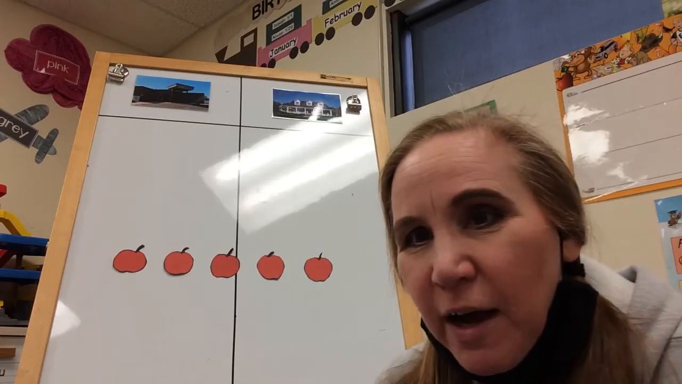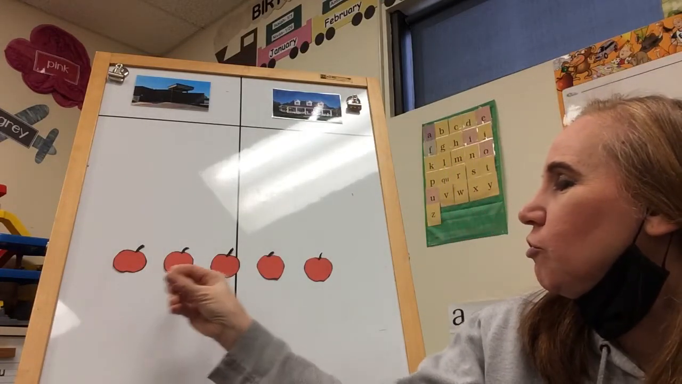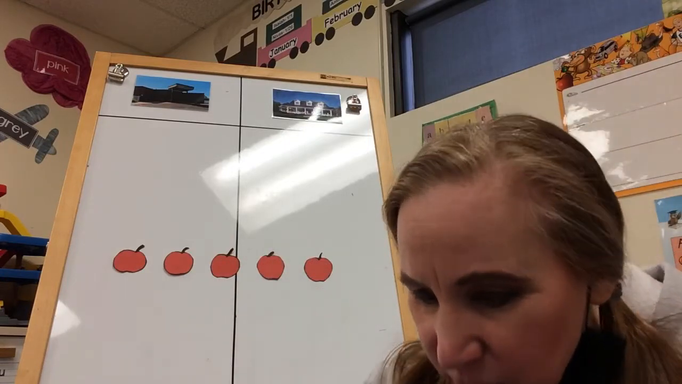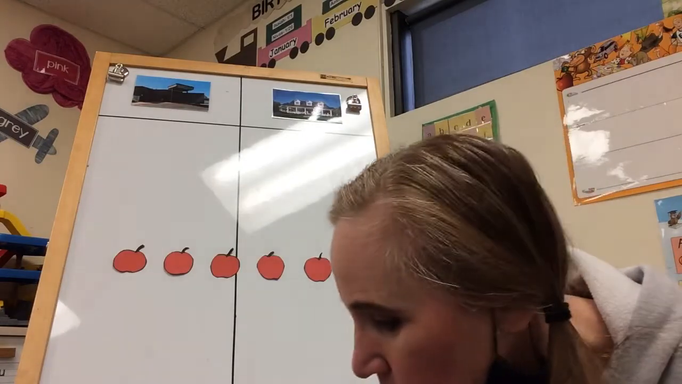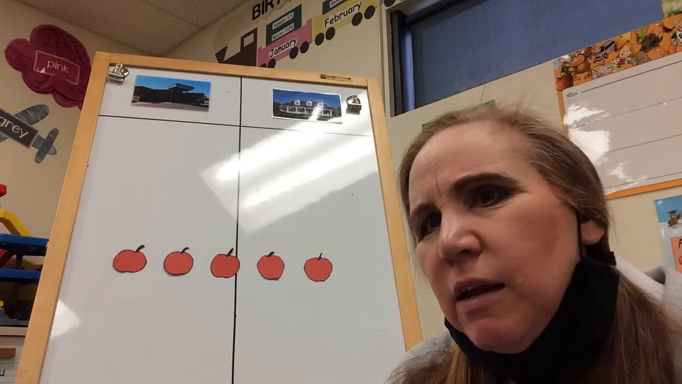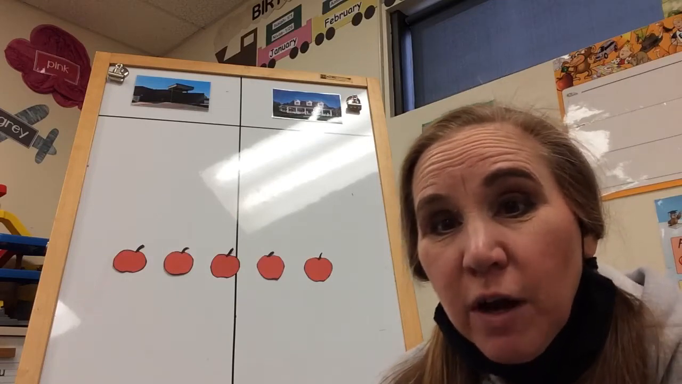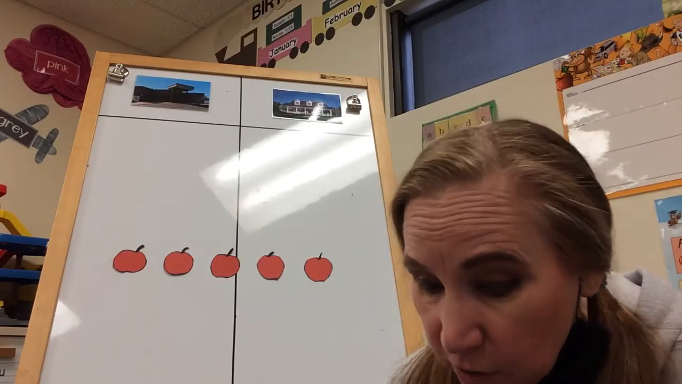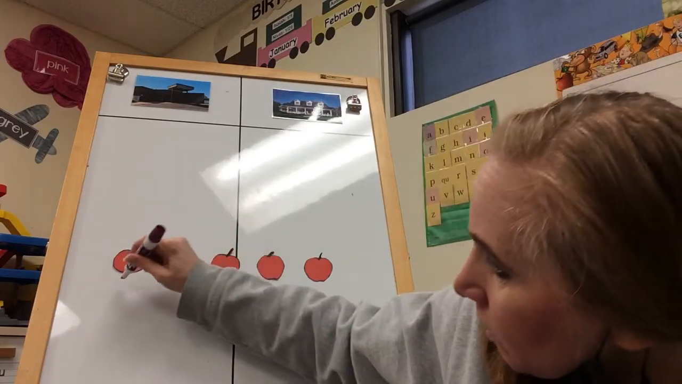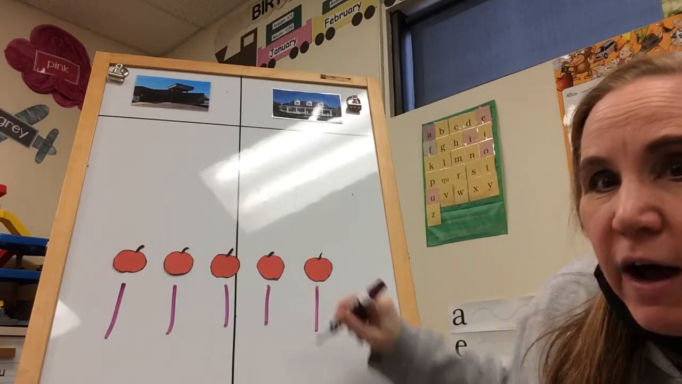All right, well, let's count our apples. That's how we're going to start today. All right, ready? Count with me. 1, 2, 3, 4, 5. Good. I'm going to put a tally mark for every apple. How many tally marks do I need if there's one for every apple? 5, right? Because there's 5 apples. Okay, so I'm going to put a tally mark for each apple. Count with me. Ready? 1, 2, 3, 4, 5.